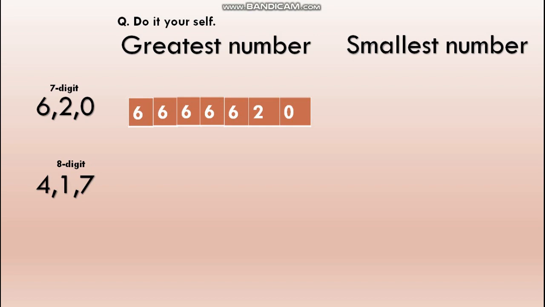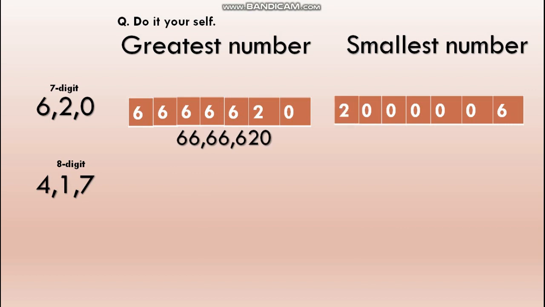7-digit greatest number formed from the given digits. Let's do the smallest 7-digit number. First we arrange the digits in ascending order. Here we have a 0. So what we will do? We will put 2 first and the remaining digits will be zeros and the last digit will be 6. We cannot miss writing any of the digits. So the new number formed will be 20 lakh 6.